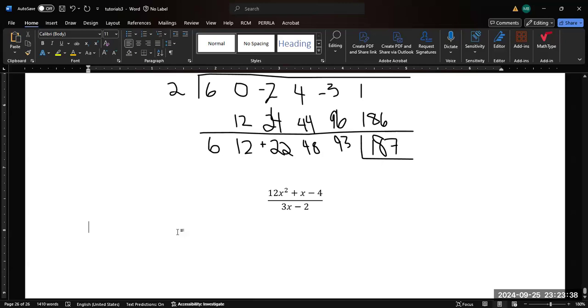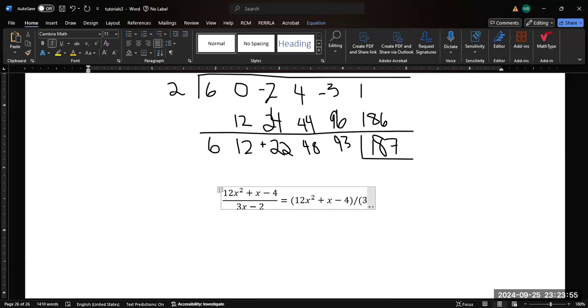We cannot divide by ax minus c. It has to be x minus c. And so what we're going to do essentially is we're going to factor out the 3. So 12x squared plus x minus 4 divided by 3 times x minus 2/3. Now you can see if I distribute this 3 back through, I will get 3x minus 2 back. But my 0 is at 2/3, and so that's what I have to use with my synthetic division.